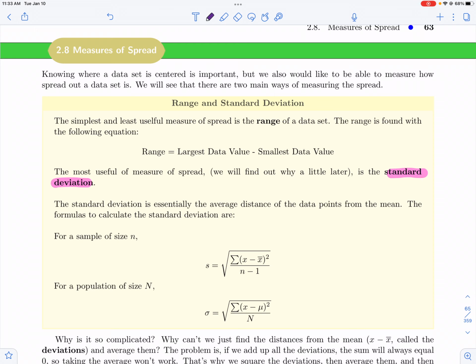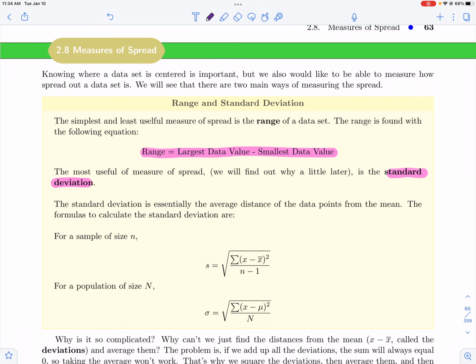So the range, again, is just finding the difference between the upper and the lower value for our given set of data. And that's exactly what our formula looks like. We're going to take the largest data value minus the smallest data value, and that's going to give us the range. So it's really telling us how many numbers there are between the top number and the bottom number. Again, sometimes useful, but not nearly as useful or as powerful as the standard deviation is going to be for us.